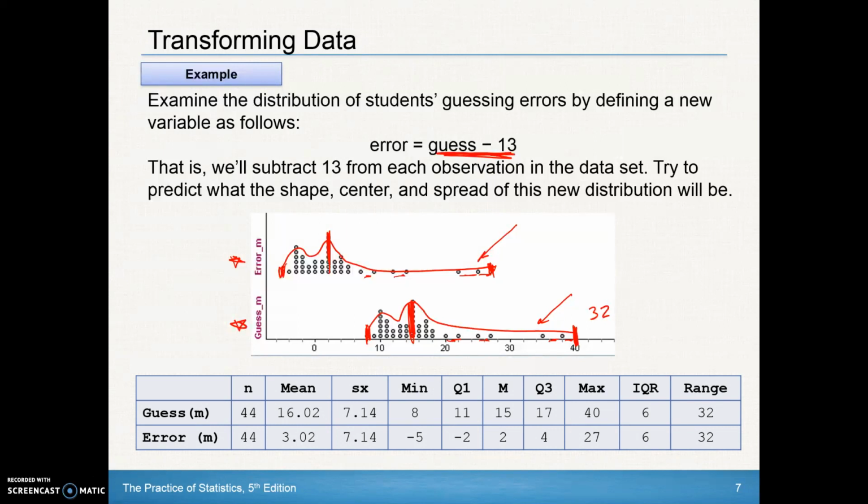Oh, there we get some more exact information there too, so we could have actually calculated that. The guess does go from 8 to 40, which gives us a range of 32. Another one went from -5 to 27, which also gives us a range of 32. So that shows that range did not change. But we can certainly see that our measures of center, the medians, have changed, and the means have changed by a difference of 13. And also those measures of location as well.